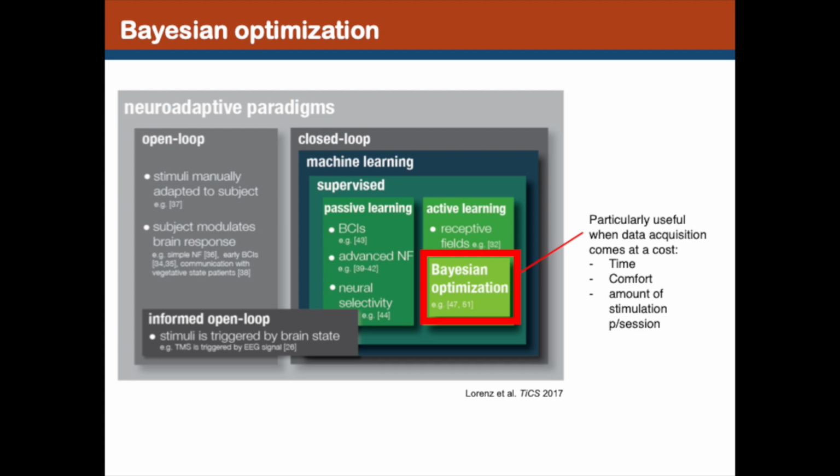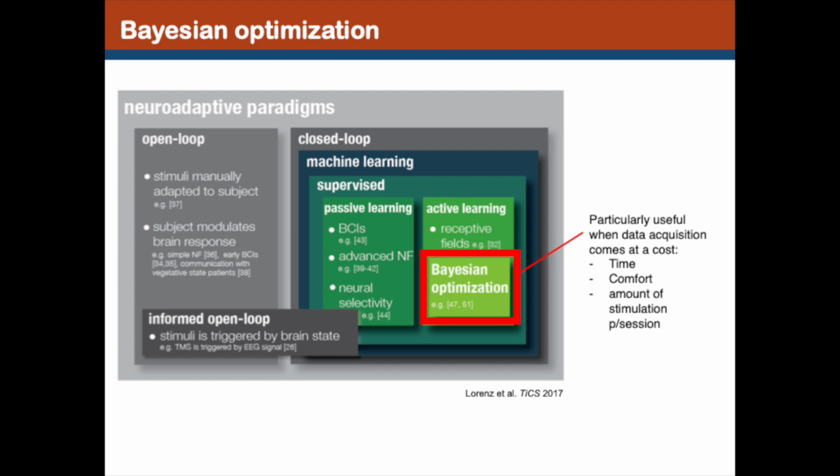And in all the closed loop approaches, we are advocating for Bayesian optimization. This is what we are using. The reason for this is that Bayesian optimization is particularly useful when data acquisition comes at a cost. And for this particular case, we have lots of costs. We have the cost of time. If you're doing this in a scanner, how long will it take to search different spaces? Then there's comfort for your participant. They'll probably not be able to lie in the scanner for you for more than an hour and a half in one go. They'll start moving a lot, and then you can't collect more data.